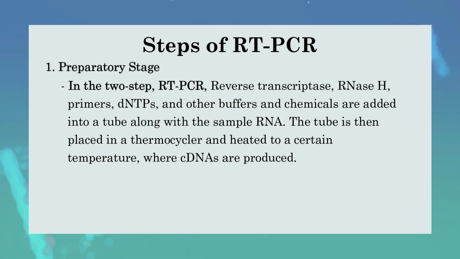In the two-step RT-PCR, reverse transcriptase, RNase H, primers, dNTPs, and other buffers and chemicals are added into a tube along with the sample RNA. The tube is then placed into a thermocycler and heated to a certain temperature where cDNA is produced.